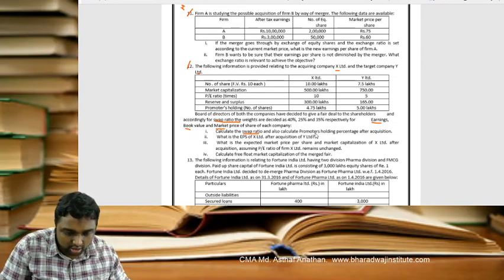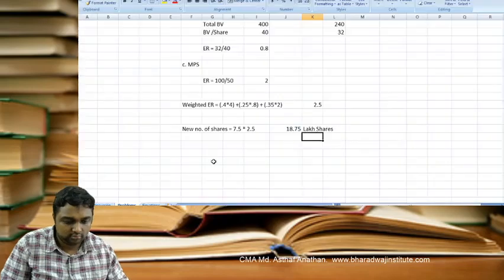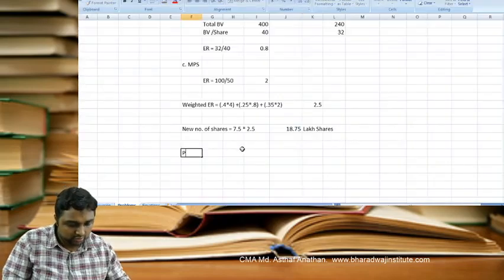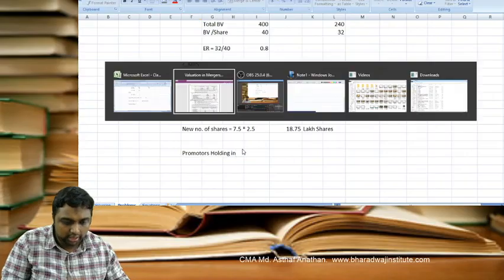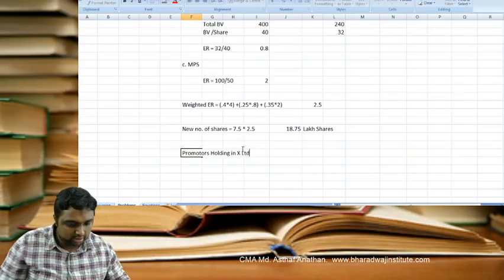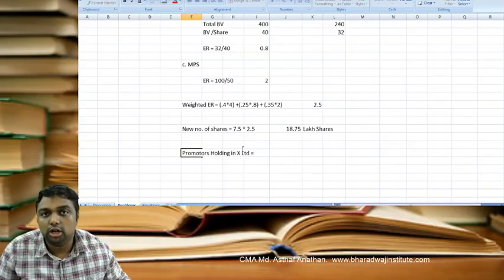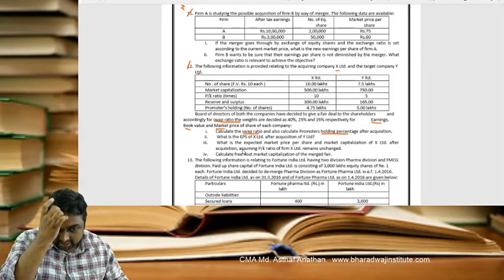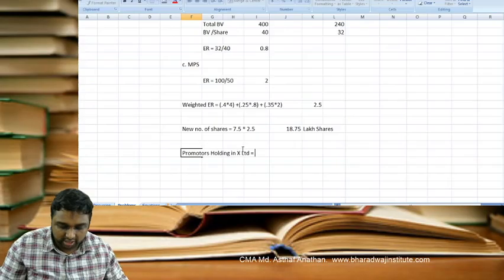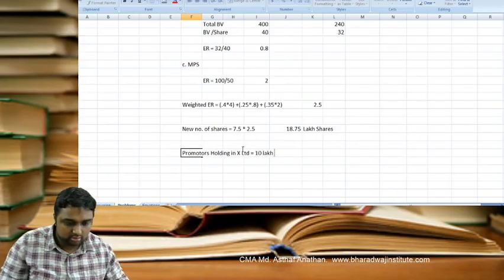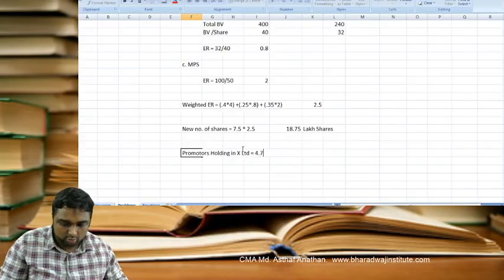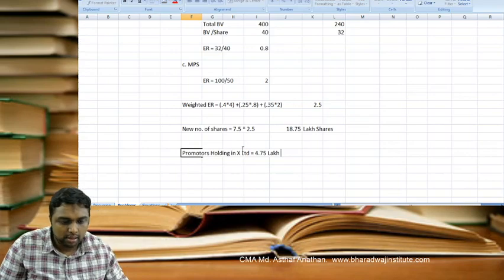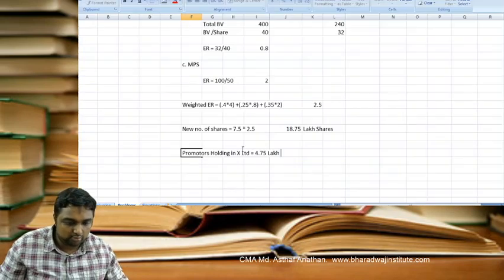Now they are asking, what is the promoters' holding after acquisition? Are you ready? First, promoters holding in X Limited. See, X Limited's number of shares is 10 lakh, already given. Promoters holding in X Limited is 4.75 lakh.